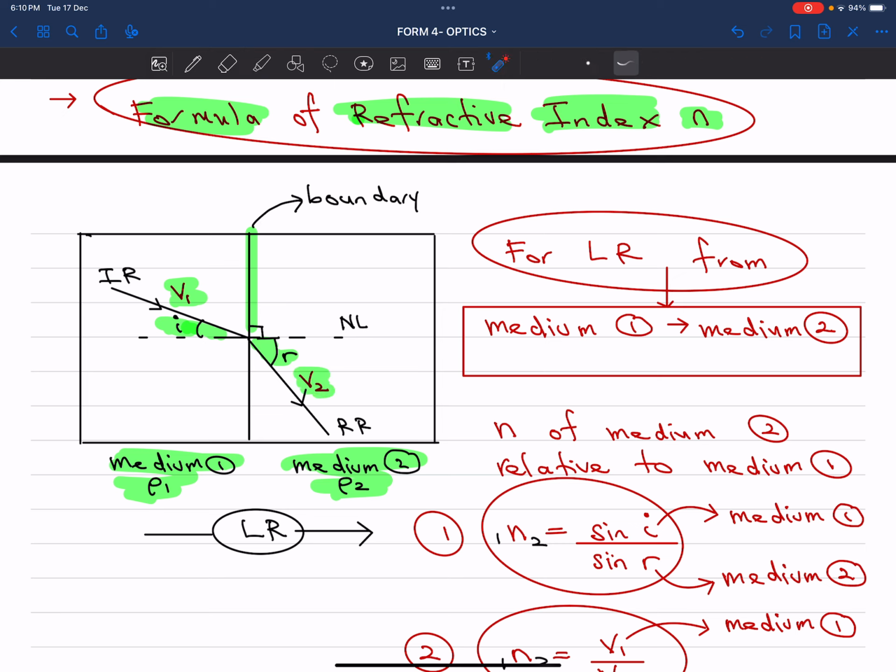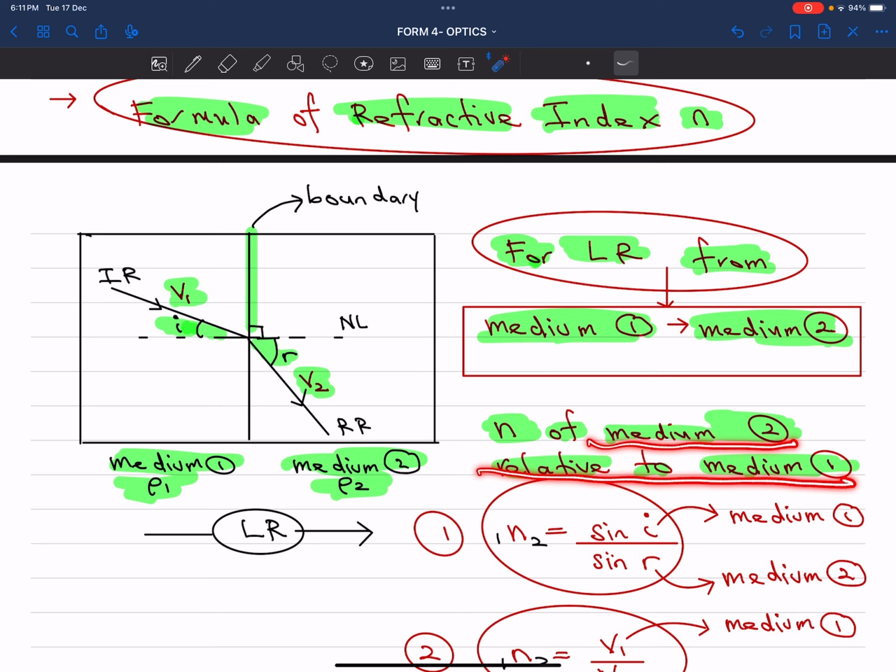So basically we have four things: V1, V2, I is the angle of incident, R is the angle of refraction. So here is the case of the light ray moving from medium 1 to medium 2. For light ray moving from medium 1 into medium 2, it is entering medium 2. It is called the refractive index of medium 2 relative to medium 1. So this is very important.